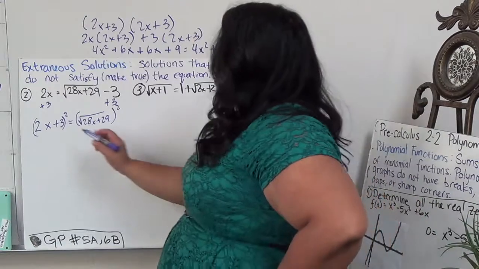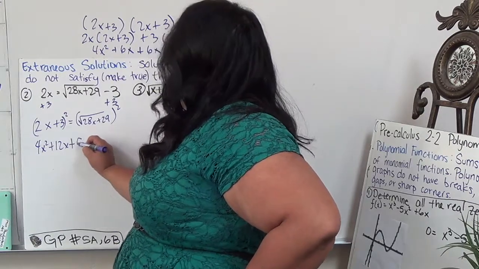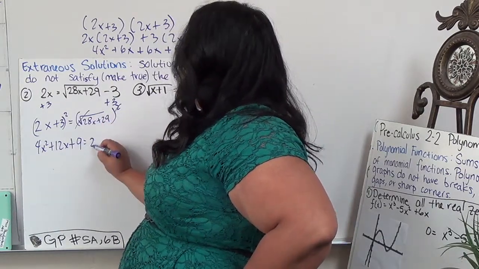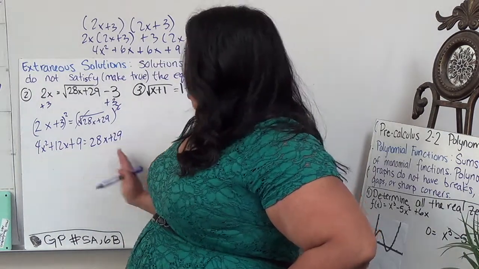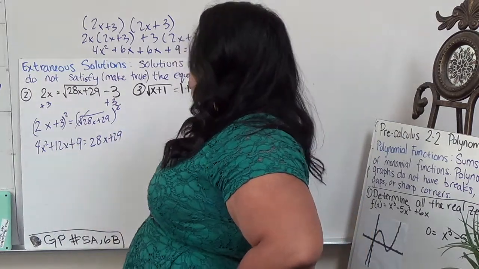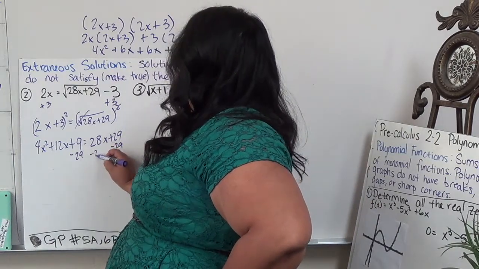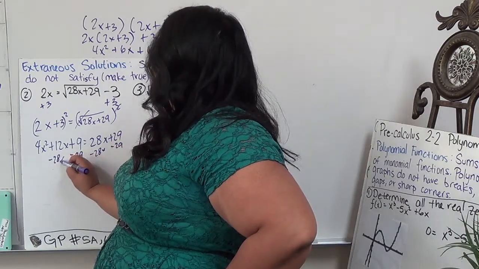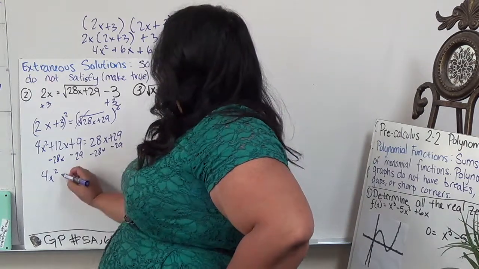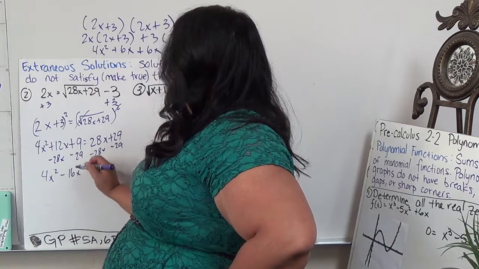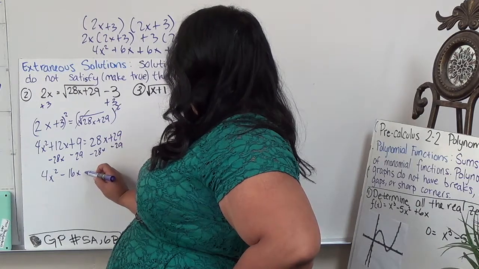Yes. Okay, so this becomes 4x squared plus 12x plus 9. And these cancel out, leaving me with 28x plus 29. Then, because I have that squared, I'm going to move everything to the other side, equals 0, so that I can solve my quadratic equation. So I'm going to minus 29 to both sides, and I'm going to minus 28x to both sides, which then gives me 4x squared minus 16x, and then minus 20.